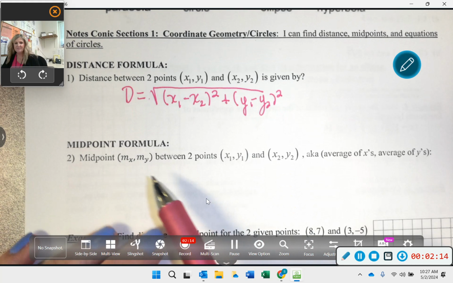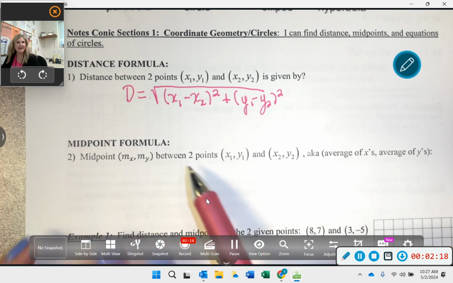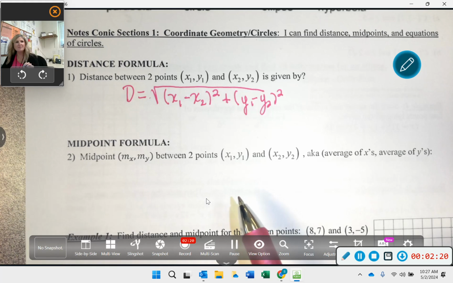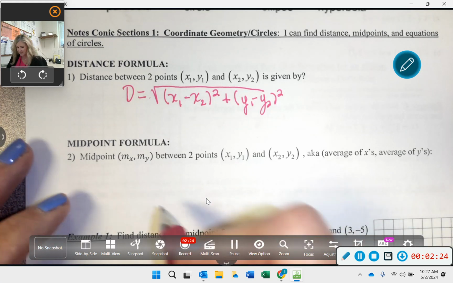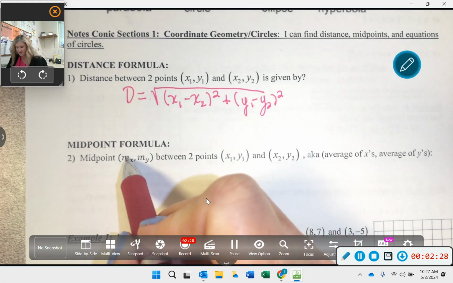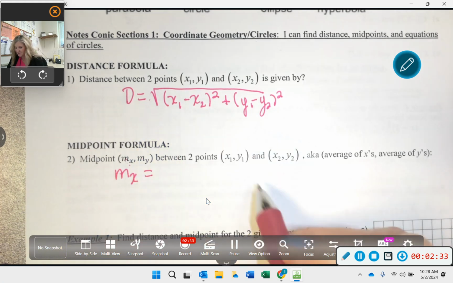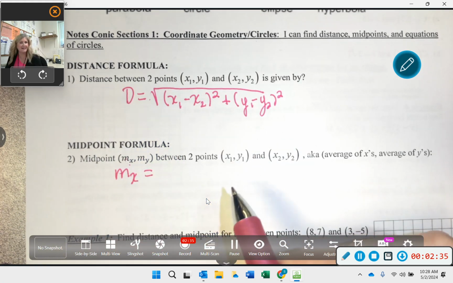All right, the midpoint formula. You also did this in geometry. Okay, I'm going to write this formula. Probably it's going to be a little bit different than the way that you learned it in geometry. Here's the way I like to write it. If I'm trying to find the x coordinate of the midpoint, I have to find the average between the x's.